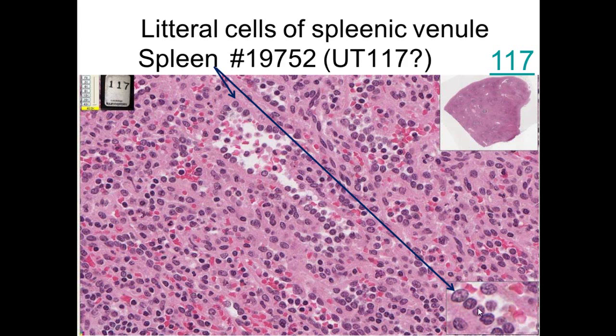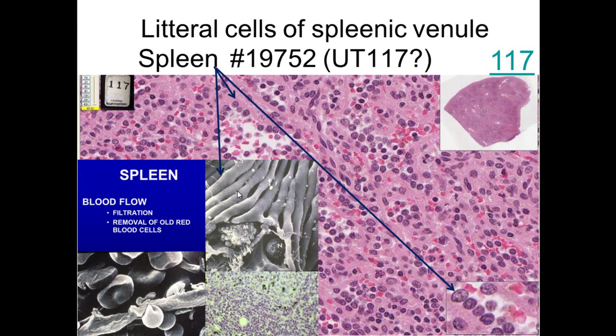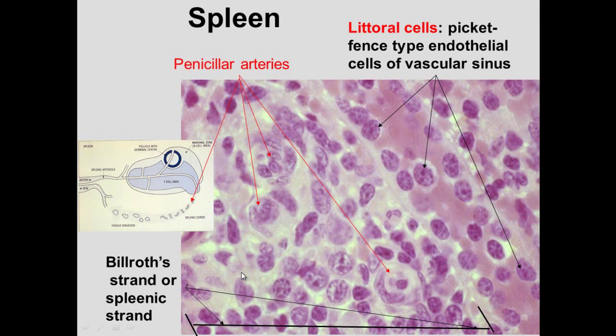And you see the cells are kind of taller than typical endothelial cells. And what happens is that blood that's dumped out with the penicillary arteries is in a strand and has to squeeze through these lateral cells. So these are all the same cells. It's squeezed through there, and as red blood cells get older, they're less pliable, and macrophages are there, as you see right here's a macrophage, and there we can see macrophages with the staining, ready to eat up these cells.